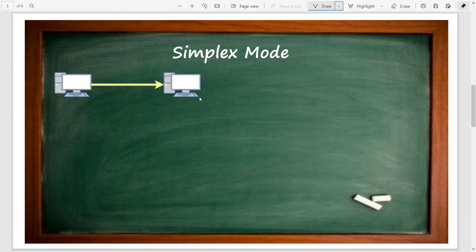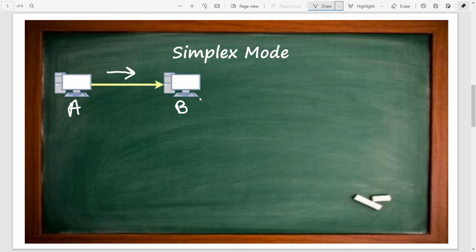Initially, we will consider what is Simplex. In Simplex mode, we can see like that. If we name this computer as computer A and this as computer B, here in Simplex mode, A can transmit data to B, but B can't transmit data back to A. There is one directional data flow in this kind of Simplex.